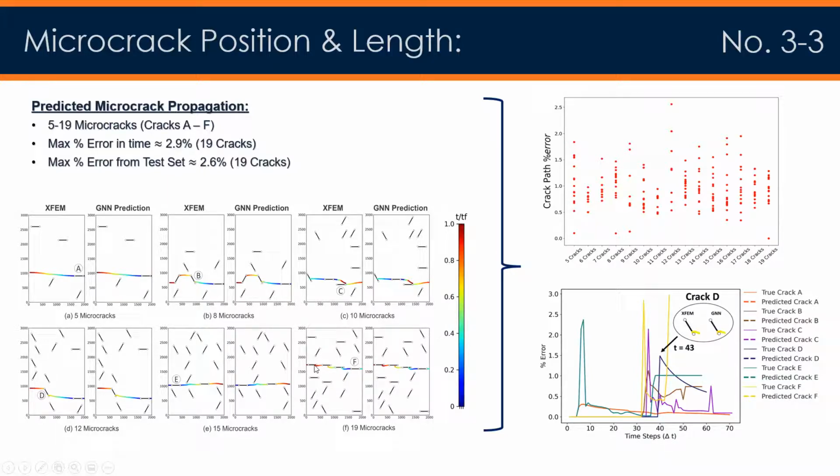Basically, we have the prediction here on the left, and then we have the prediction here on the right, and then we have the extended finite element method on the left. Then we see these crack paths, and these are the crack coalescence and crack propagation.